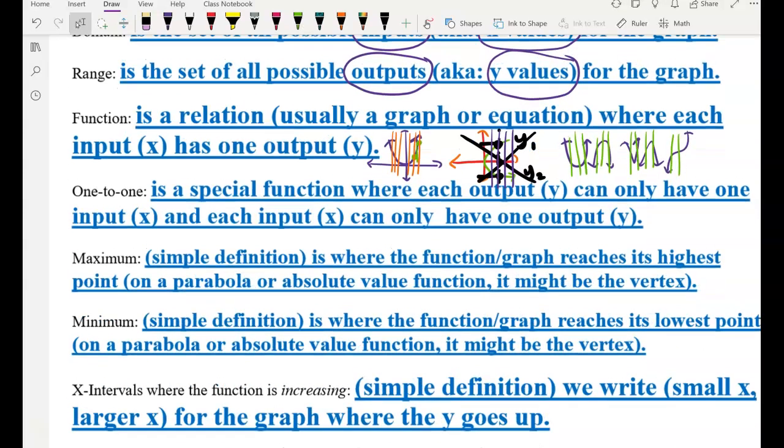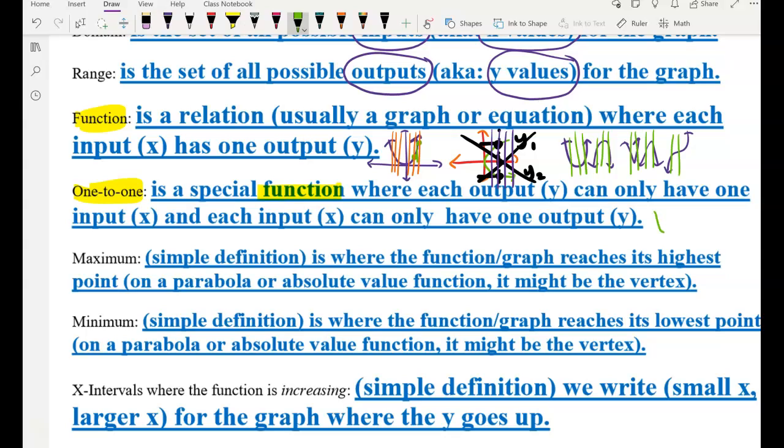One-to-one is even more special than the function itself. So to be a one-to-one, this is really unique. First you have to pass this function test, okay? So it's a function, but not only that, every input has an output, but every output can only have one input.